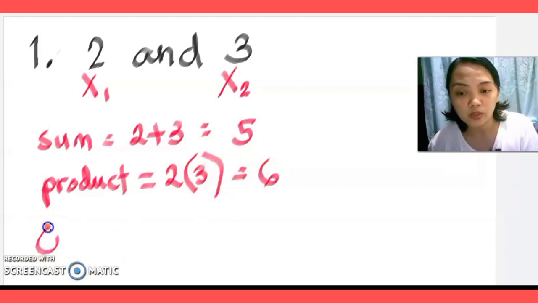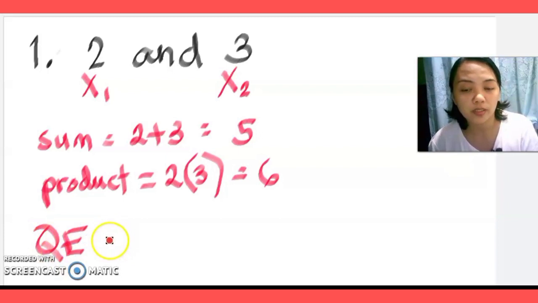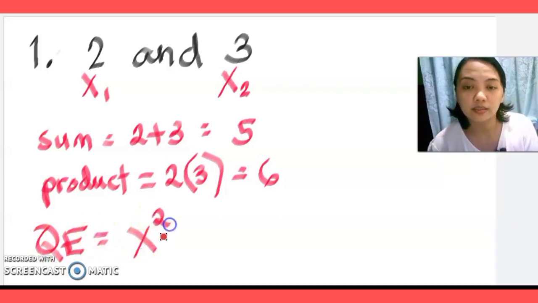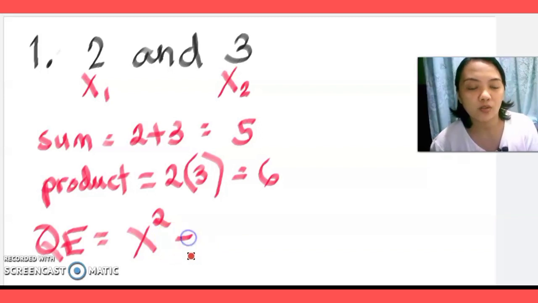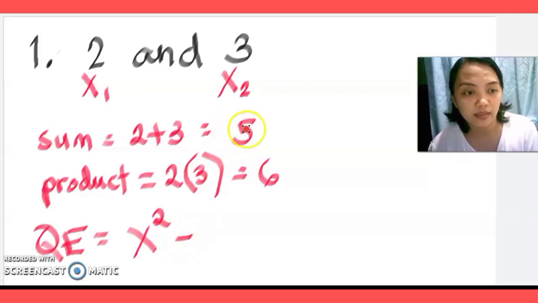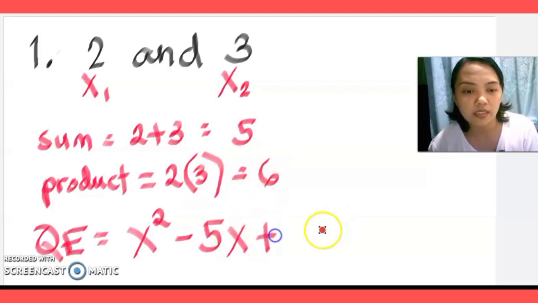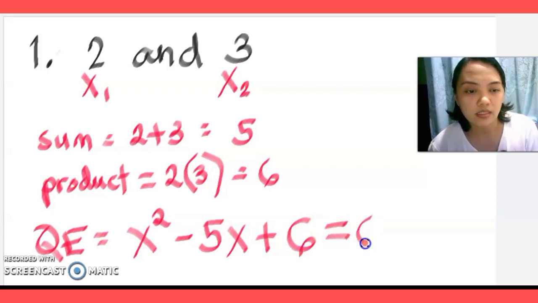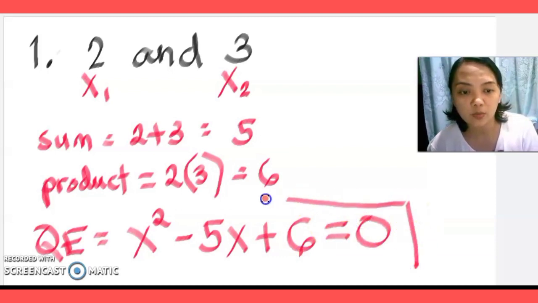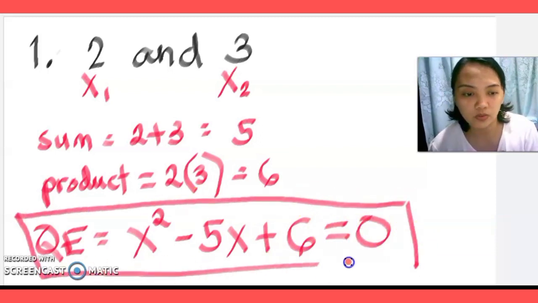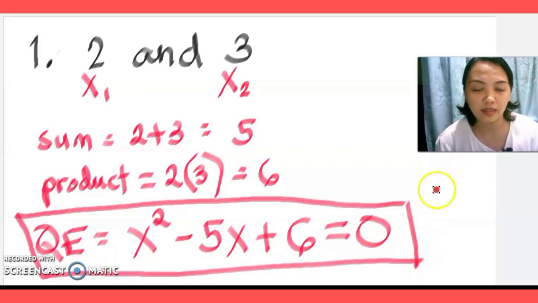So, if we are going to write the quadratic equation, yung kaninang formula, we have x squared minus, ano yung sum natin? 5. And then, the product, as is lang siya. x squared minus 5x plus 6 equals 0. So, ito na yung ating quadratic equation. Gets ba? Okay, marami pa naman tayong examples.